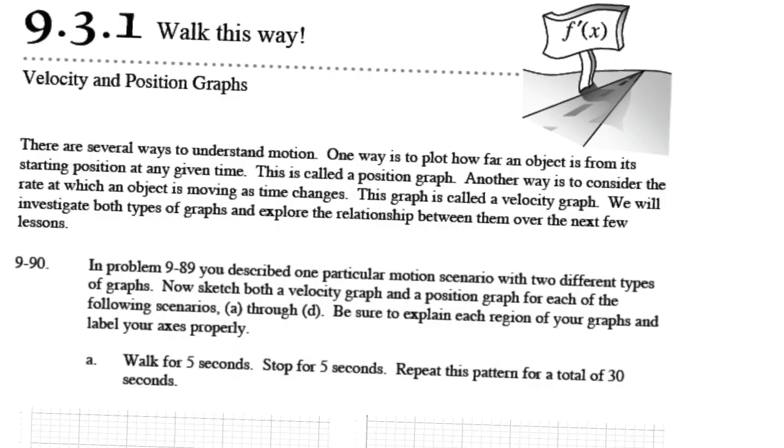Now open your ebook in your notes section 9.3.1, and the section is talking about walk this way. We're going to be talking in this section in general about the velocity and position graphs. There are several ways to understand motion. One way is to plot how far an object is from its starting position at any given point. This is called the position graph. Another way is to consider the rate at which an object is moving as time changes. This is called the velocity graph. We will investigate both types of graphs and explore the relationship between them over the next few lessons.